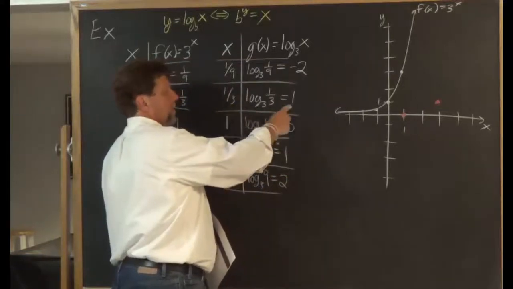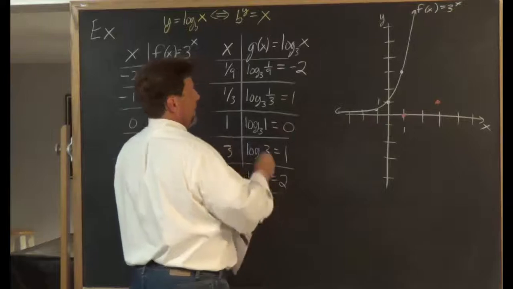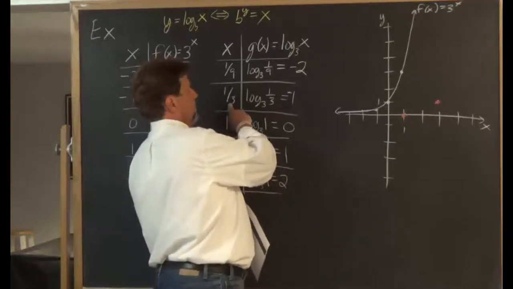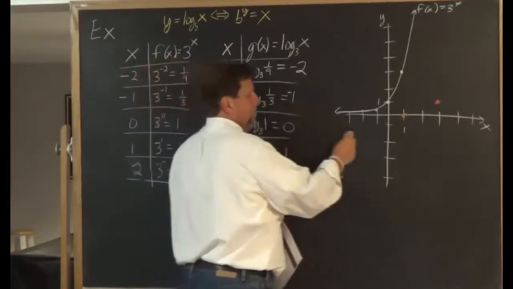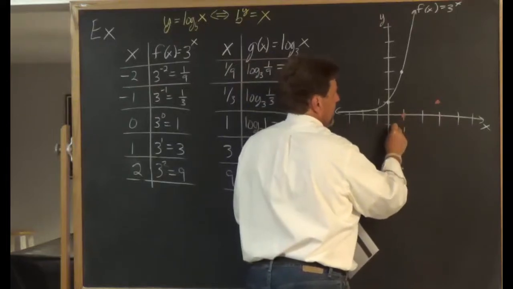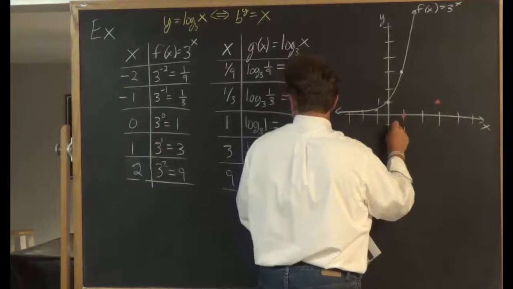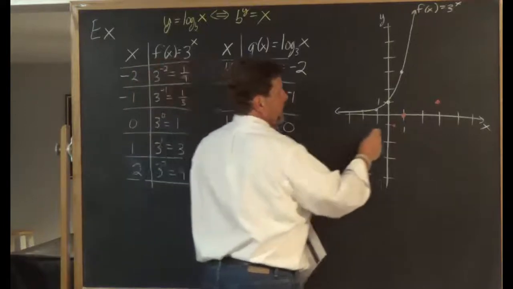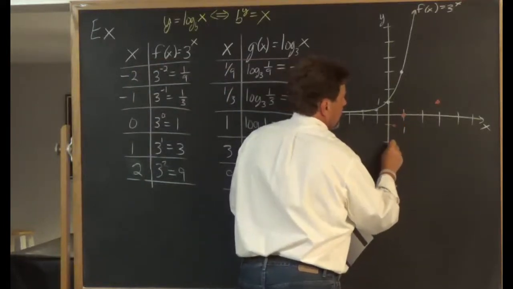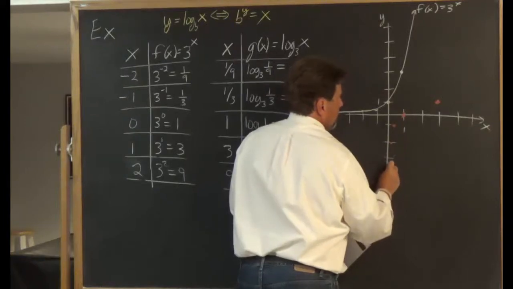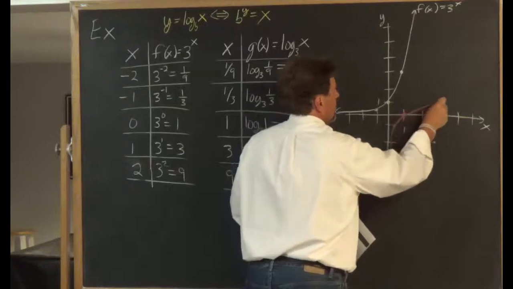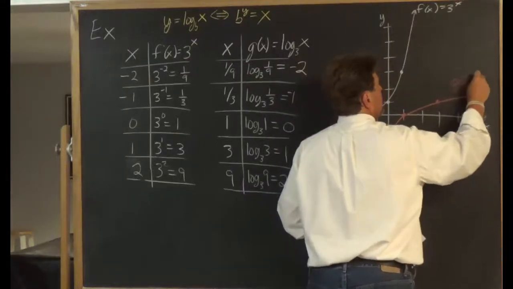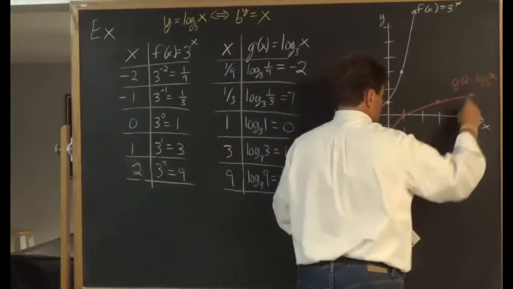Let's see, x is 1/3, y is negative 1. I'm sorry, you probably already noticed that I forgot my negative sign there. When x is 1/3, y is negative 1. So (1/3, -1), I'll say that's about right here. When x is 1/9, y is negative 2. I'll say that's about right here. I'm going to graph it now. This is the graph of g of x equals log base 3 of x.